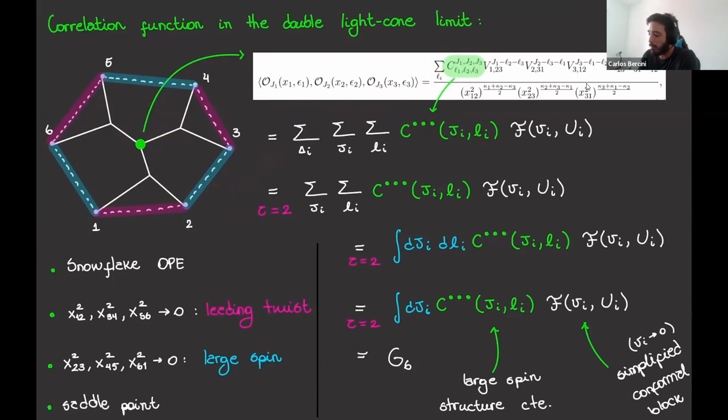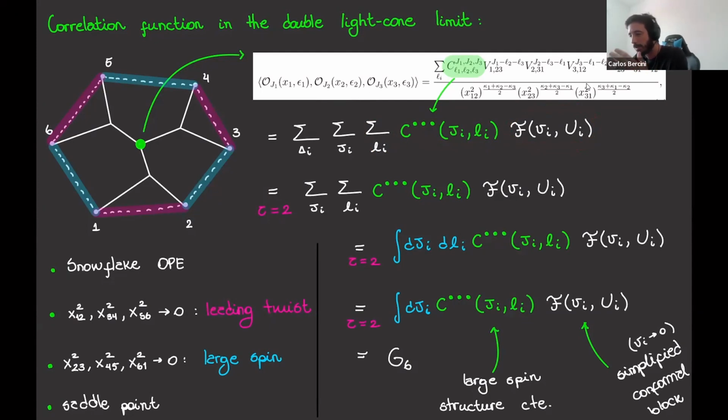So we have a sum over all the dimensions and spin of the operators that are flowing here in the middle. And then we have the 3-point function, which contains another sum over tensor structures, and then the structure constant of 3 spinning operators. Everything weighted by an object that is fixed by conformal symmetry that I call the conformal block. Once we take the double light-cone limit, several simplifications occur.